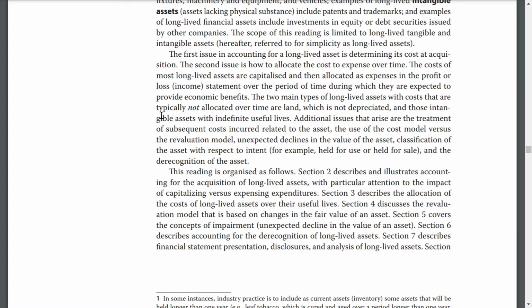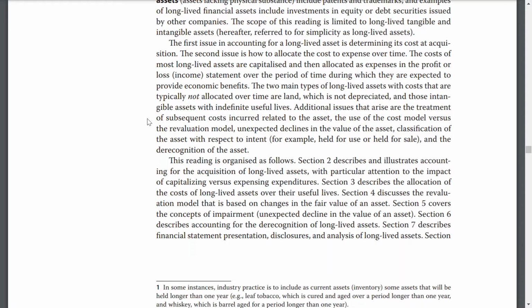Section 2 describes the accounting and acquisition of long-lived assets, with particular attention to the impact of capitalization versus expensing. Section 3 describes the allocation of costs of long-lived assets over their useful lives. Section 4 discusses the revaluation model that is based on changes in the fair value of assets. Section 5 covers the concepts of impairment. Section 6 describes accounting and the derecognition of long-lived assets. Section 7 describes financial statement presentation, disclosures, and analysis of long-lived assets.